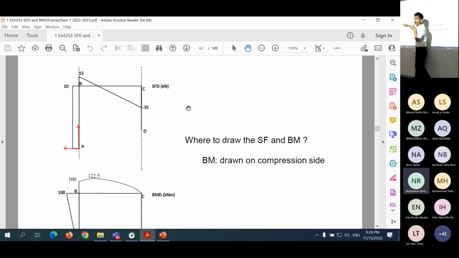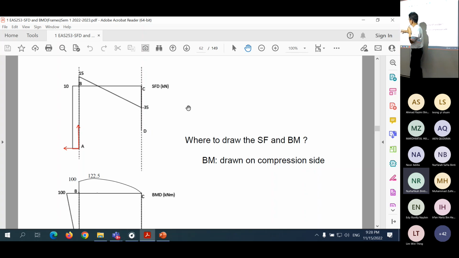In a beam it is simple, where we have an x-axis, x represents the axis of the beam, positive you draw on the top, negative you draw at the bottom. But here you have a frame, vertical member, horizontal member, and sometimes inclined member, so where do we draw the shear force if it is positive, negative?